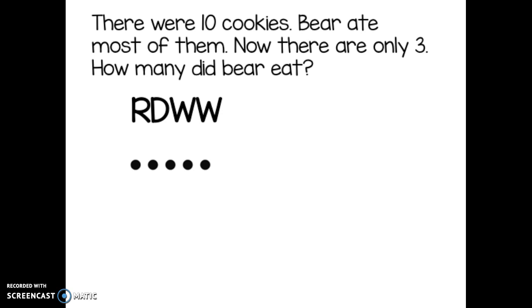Now you are going to write the number sentence that shows how you solved it to get the answer of how many Bear ate. Your last W is to write a statement answering this question. How many did Bear eat? So a good sentence starter would be, Bear ate blank cookies. You're going to find that mystery number.